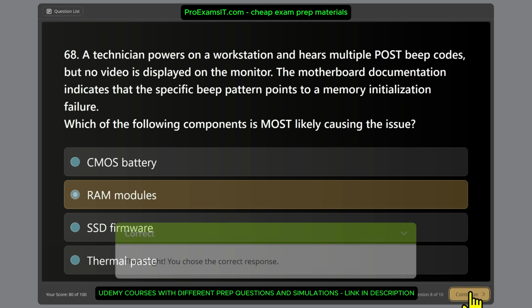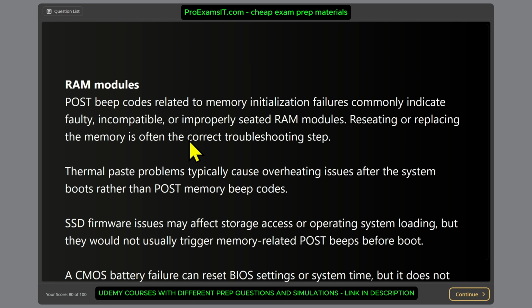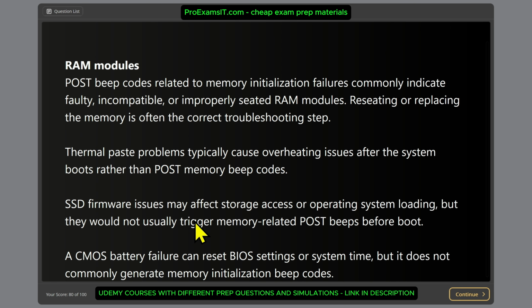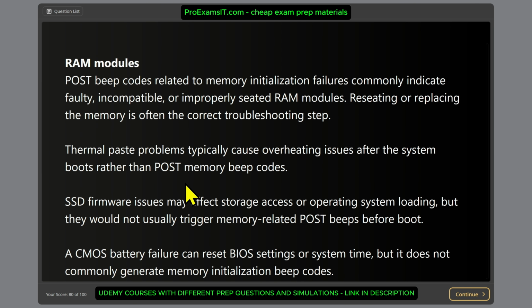RAM modules. POST beep codes related to memory initialization failures commonly indicate faulty, incompatible, or improperly seated RAM modules. And basically, reseating or replacing the memory fixes the issue. Thermal paste problems typically cause overheating. Okay, it won't cause you to hear a beep code. SSD firmware issues affect storage access. They won't trigger memory-related POST beeps. As for the CMOS battery, this one can reset the BIOS settings or system time.